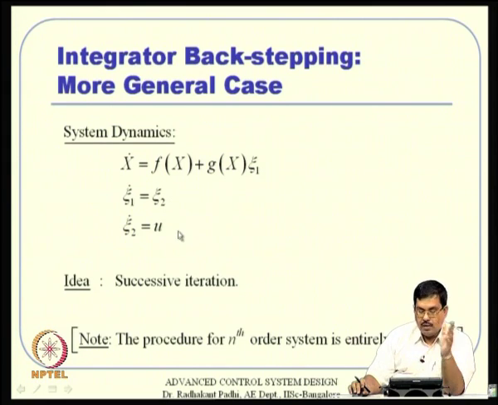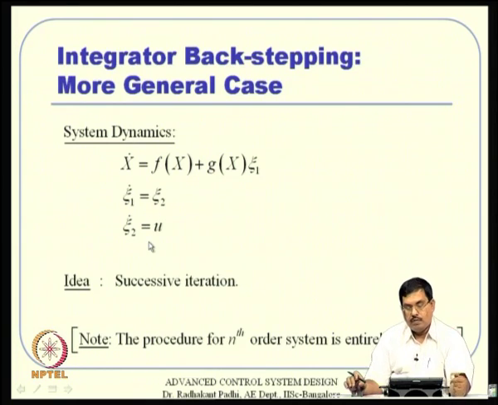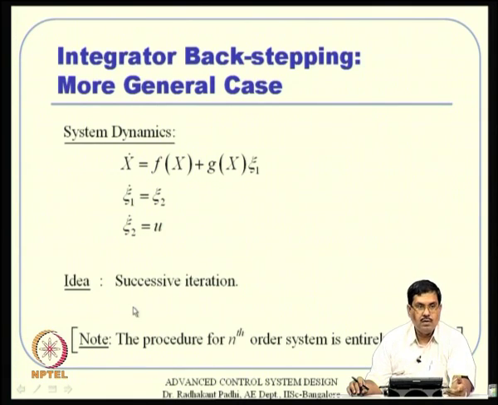Obviously, the idea is successive iteration. If you consider only the first two equations first, once you are done with that you will get xi2, and then you consider this first subsystem as one and add one more, xi2 dot is u. So successively you have to design two times. And if the system dynamics is analogous, meaning the sequence does not stop here but is like xi2 dot is xi3, xi3 dot is xi4, xi4 dot is xi5, and then somewhere, let us say, xi10 dot is u, you have to repeat the exercise like 10 times.